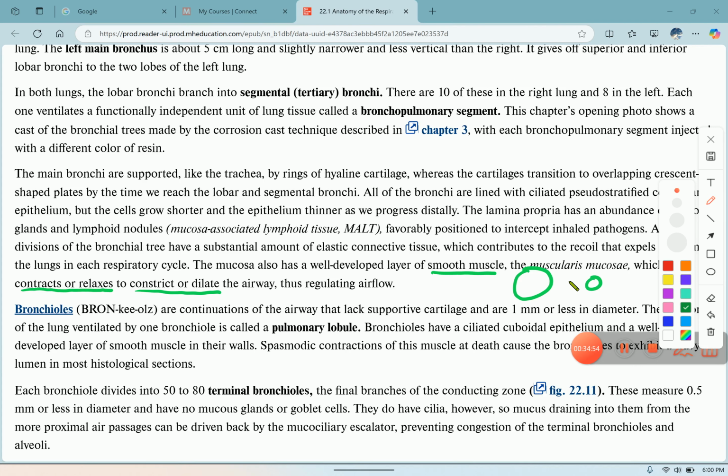When you start to exercise, you're going to need better gas exchange, so the bronchioles will dilate, so they'll open up. And if you're in a relaxed state, then the bronchioles will go from dilated to a more constricted state. Now, if they overconstrict, now we've got breathing problems.